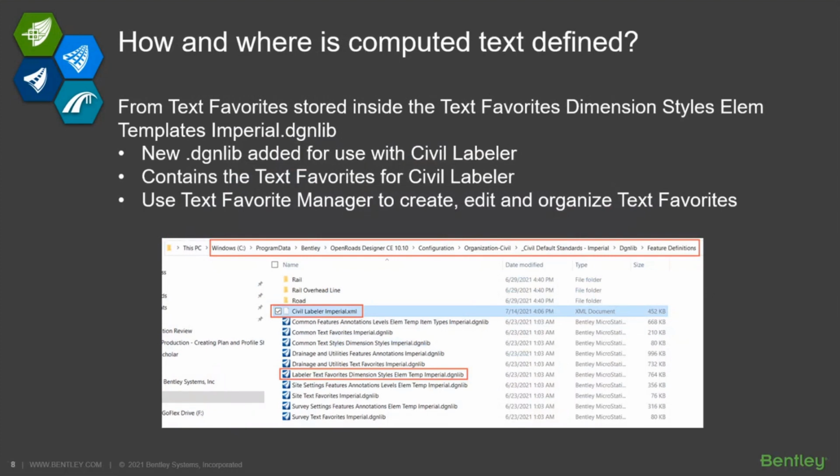And now let's talk about creating some custom ones. Like how is the text computed and where is it computed from? So the text is computed from text favorites, obviously. And those text favorites are stored in the dimension styles element templates, imperial.dgn. There's one here, this is a new one. It's called labeler text favorites, dimension styles, element template DGN. So that's going to be the one that you want to go to when you're actually creating the text favorites for computing the text and everything. And I'll show you how you can do that.